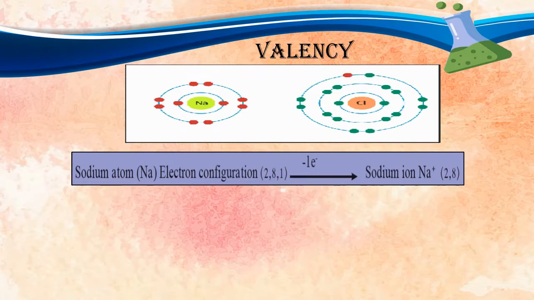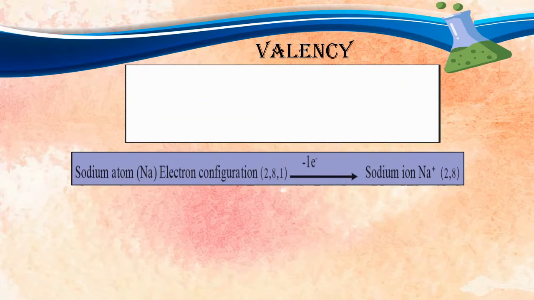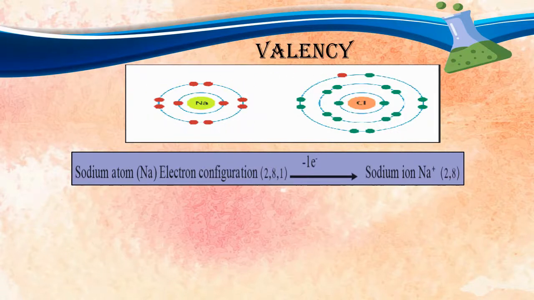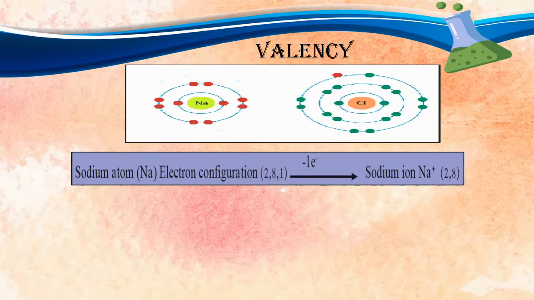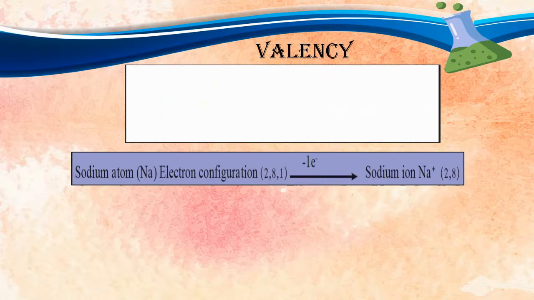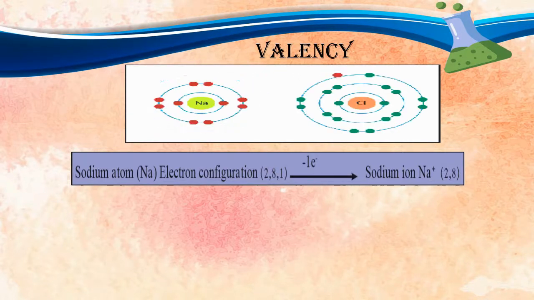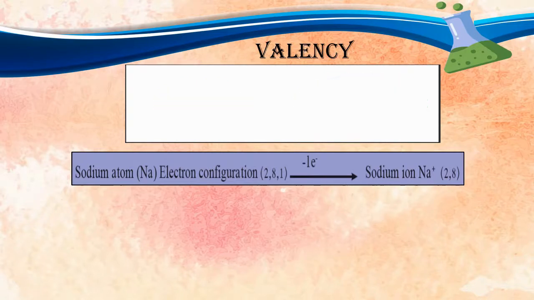Atomic number of sodium is 11. Its electron configuration is 2, 8, 1. So, the sodium atom gives away one electron to attain the octet configuration and a cation of sodium is formed.